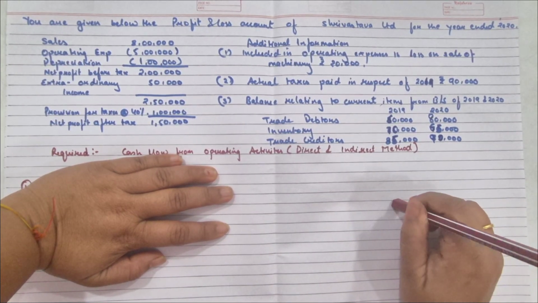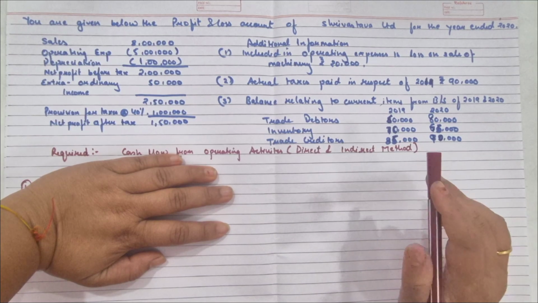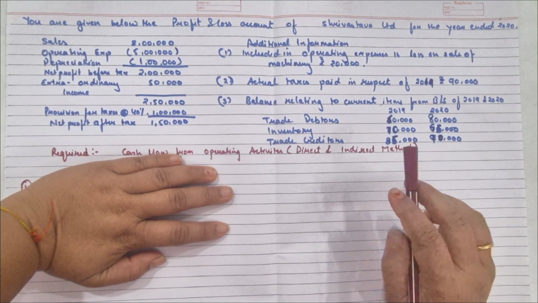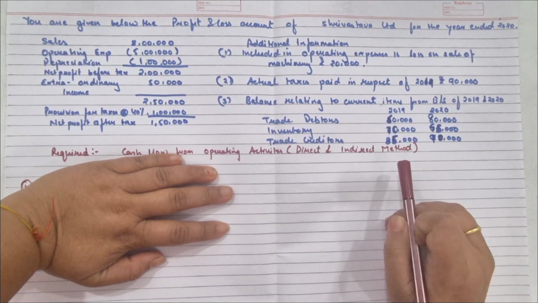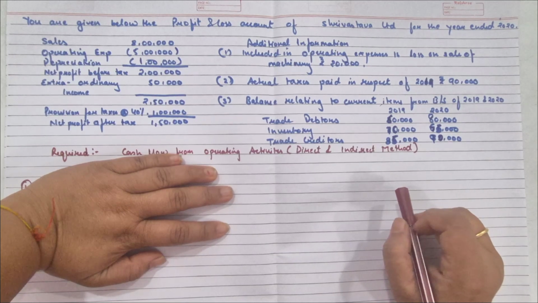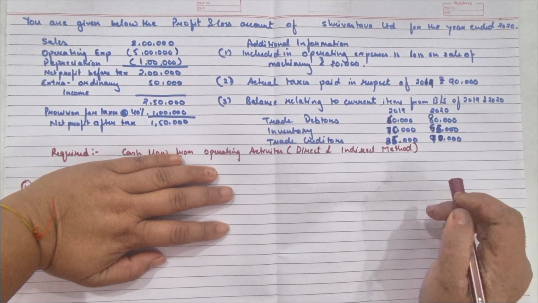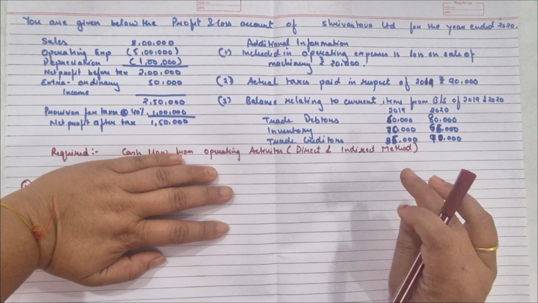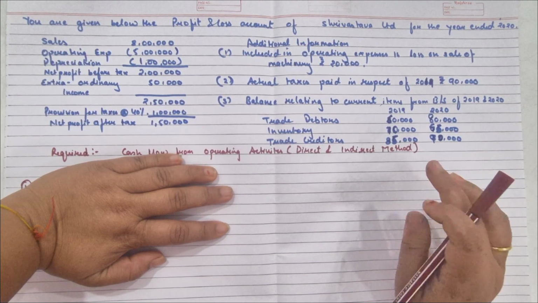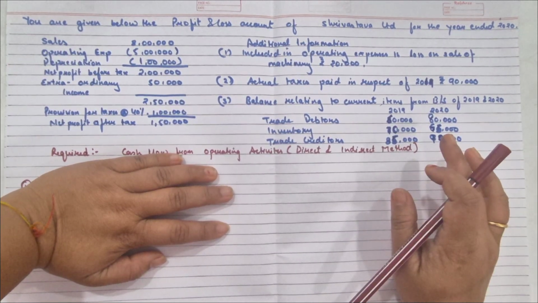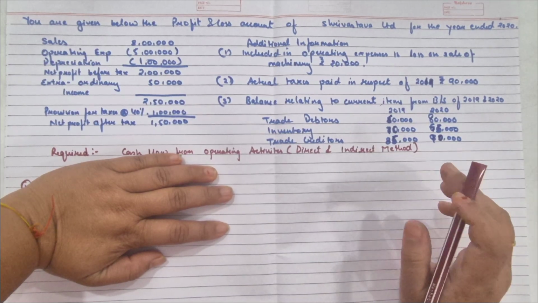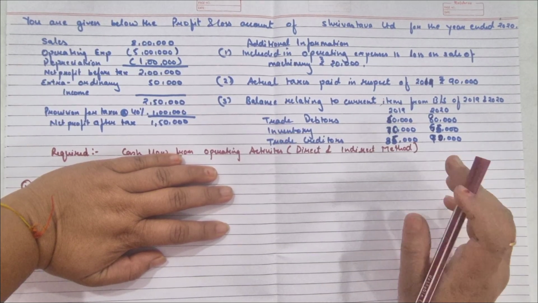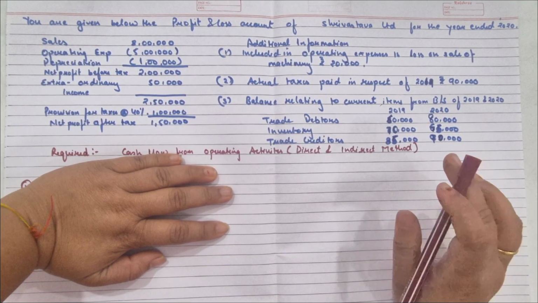I am taking this question just to explain what is the difference between direct and indirect method. A few students are confused about why we use the direct method and how we use the indirect method. Let me tell you, beta, it's very clear that whether you use the direct or indirect method, the answer would come the same, and according to the information given, we have to choose our method.